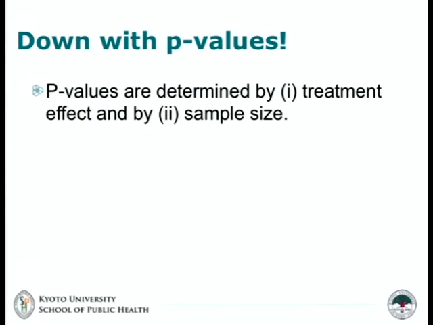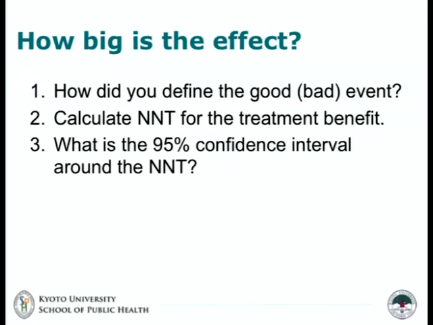Some people mistake p-values for size of effect. That is, some people erroneously think that, for example, p less than 0.0001 suggests strong effect. P-values are determined not only by treatment effect but also by sample size. So p-values can be very small even when the treatment effect is small if the sample size is huge. How can we then know and express the size of the treatment effect itself?